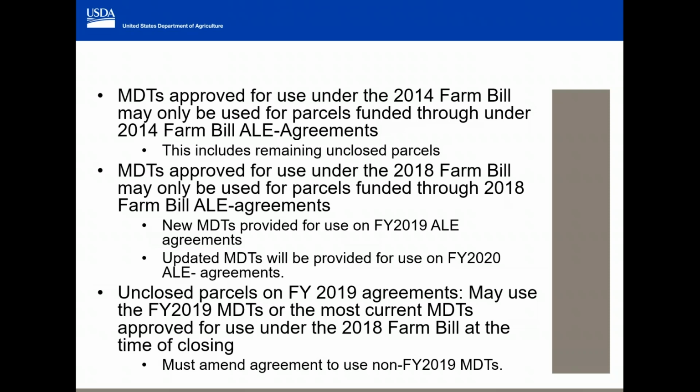For the unclosed parcels on your fiscal year 2019 agreements, you may choose to use either the fiscal year 2019 minimum deed terms that were attached to those agreements or the most current minimum deed terms that are approved for use under the 2018 Farm Bill. So in other words, when we come out with the new minimum deed terms this year in 2020, you can use those for your 2019 enrollments, but you need to amend your agreement in order to do so, because that agreement had the 2019 minimum deed terms attached. And so we'd have to swap them out with the 2020 minimum deed terms. Next slide, please.